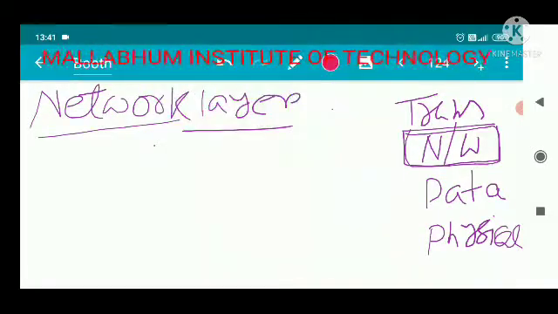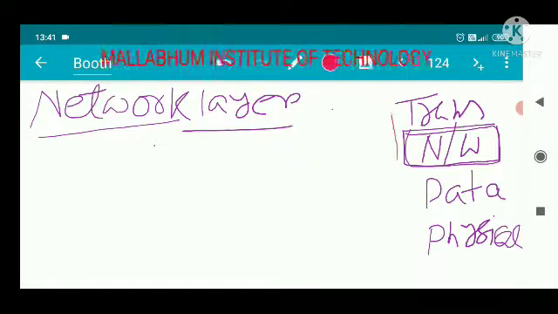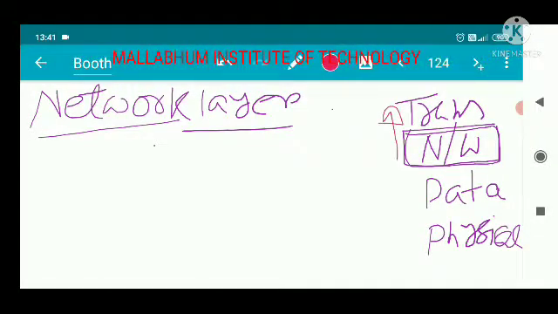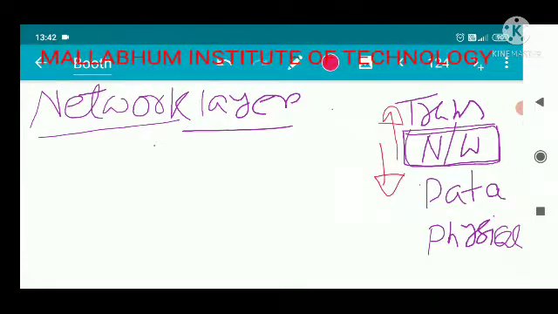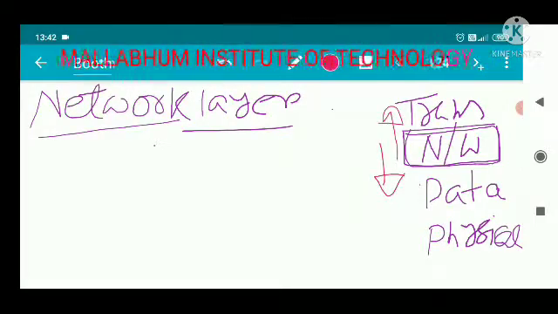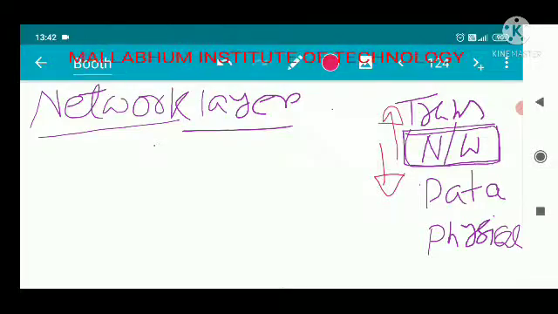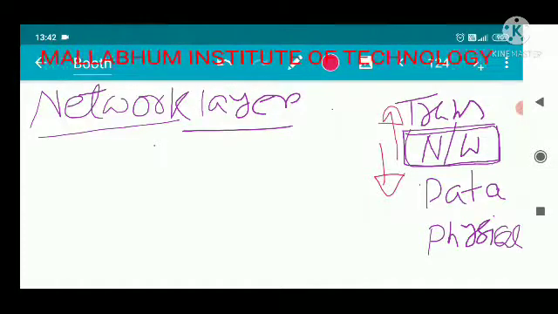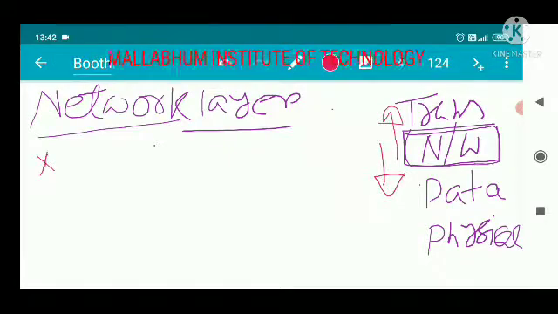The network layer actually transfers the message between the sender side and the receiver side, in this way. The function of the network layer is host to host delivery. We will understand what we mean by host to host delivery, but before that, some characteristics of the network layer.